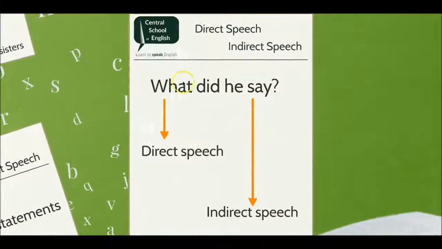You can answer the question, "What did he say?" in two ways. By repeating the words spoken, this is called direct speech. We can also answer this question by reporting the words spoken. This is called indirect or reported speech.